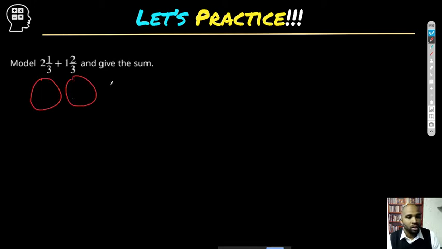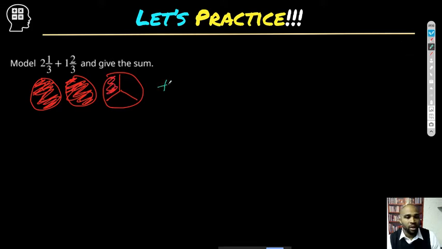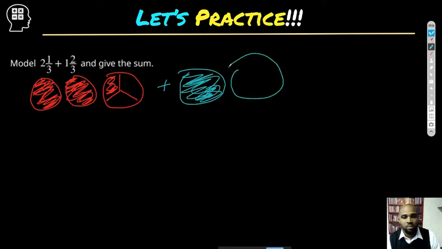2 and, let's see if another way. I'll just do it this way. 2. So we got a 1, 2, and then a third. So we're breaking this down into thirds, and we want one of those thirds. And then we're going to get our next one and add 1 and 2/3. So we need another one, break that into thirds. Well, we got 2 of these.